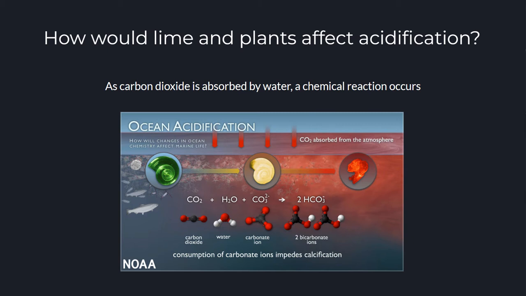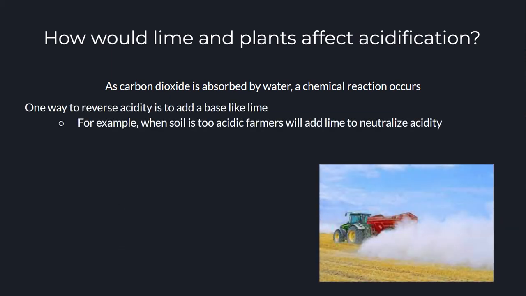As carbon dioxide is absorbed by water, a chemical reaction occurs. Carbon dioxide, water, and a carbonate ion combine into two bicarbonate ions. This results in a higher concentration of hydrogen ions and a decrease in pH. One way to reverse acidity is to add a base. For example, when soil is too acidic, farmers will add lime to neutralize acidity.